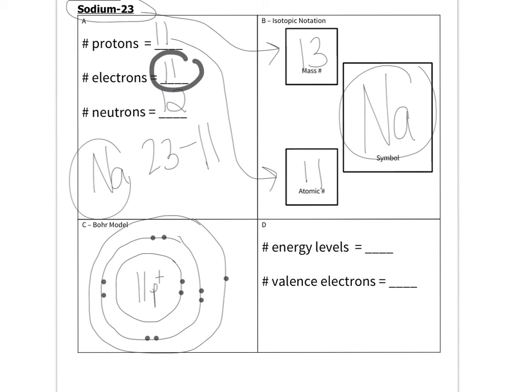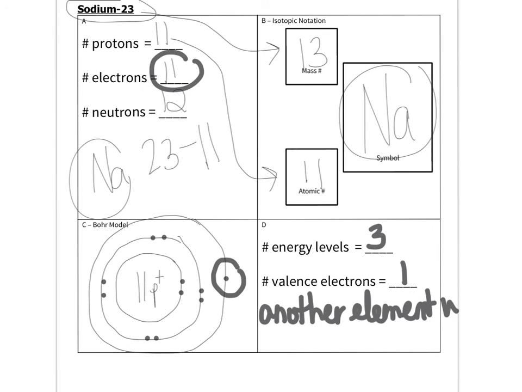For our energy levels, we have 3 rings, so 3 energy levels. We only have this 1 in the outer shell, so we have 1 valence. And then somehow I lost my third thing. Another element with the same valence. And remember, you just want to find Na on the periodic table. I could go above or below it, so I could pick Li as another one with the same number of valence electrons.